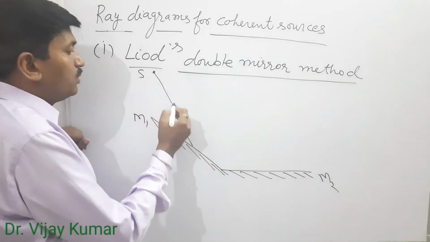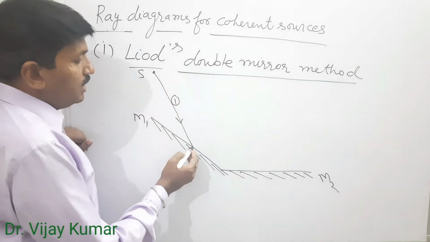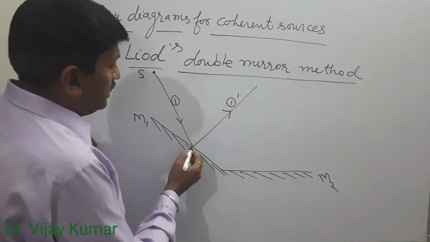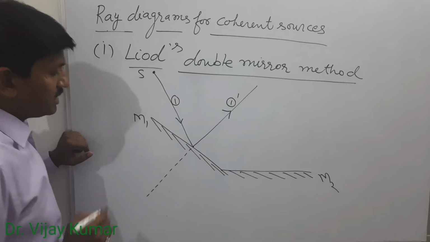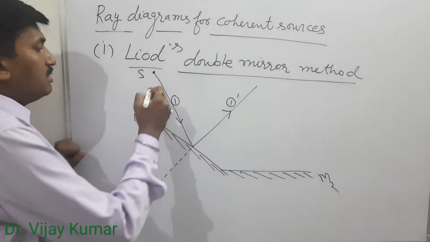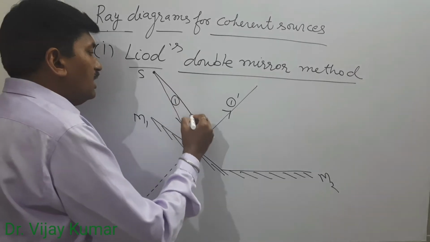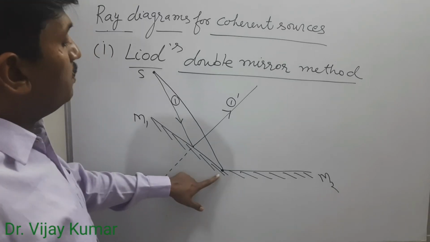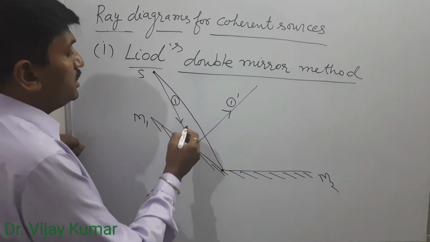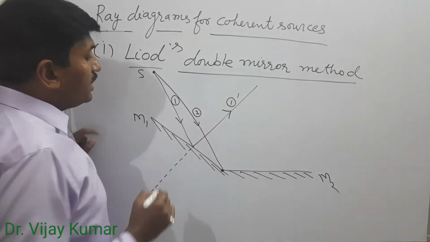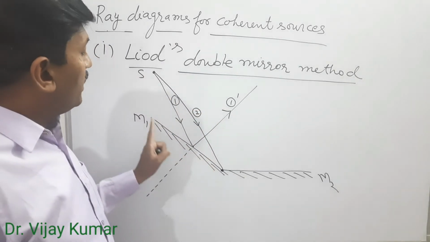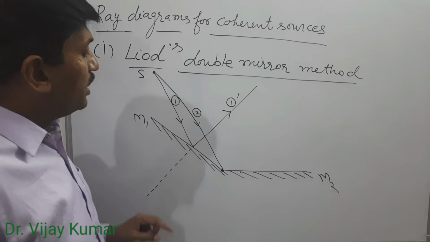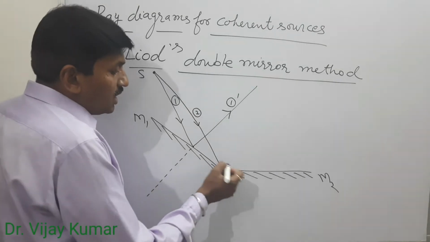Suppose this is the first incident light ray, this is reflected, we can represent it by 1 dash, and we can extend it in the reverse direction. The second light ray is incident on the joint of both mirrors. This is the junction point of mirrors M1 and M2. This is the second incident ray, and it will be reflected by both mirror M1 and mirror M2, as it is a junction point. Here the effect of both mirrors is present.